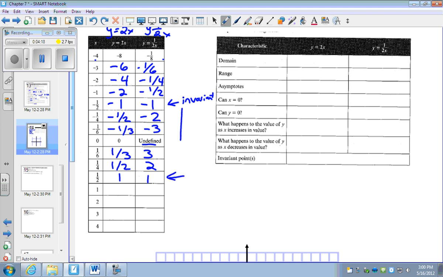Another invariant point. Okay. 2 times 1 is 2. The reciprocal of that is a half. 2 times 2 is 4. 3 times 2 is 6. And 4 times 2 is 8.